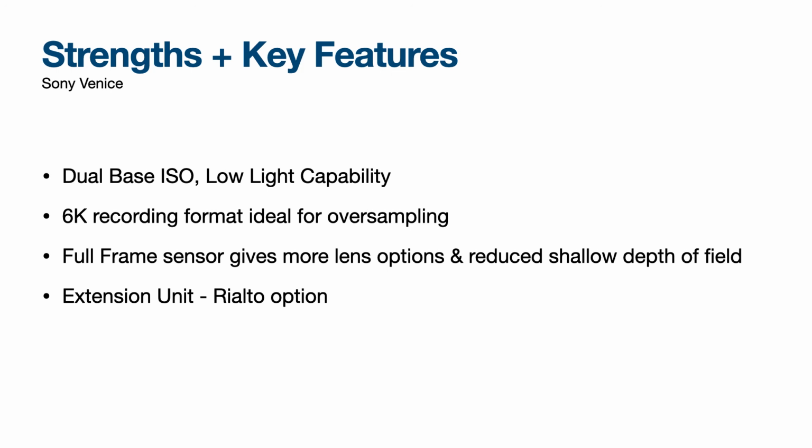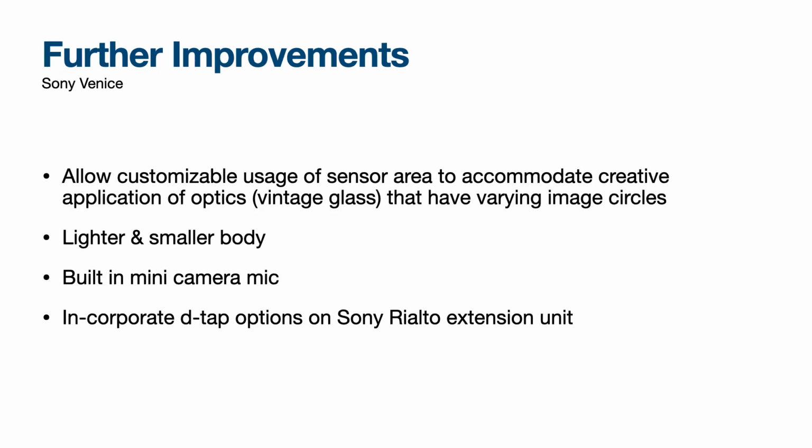The 6K recording format was also very ideal for oversampling, and in both the projects that I presented, we did not have any case of aliasing or moire. Also, the large format is an exciting platform. New full-frame lenses and vintage glass that are being converted to cinema housing today actually give us more options for a choice of lenses. The Rialto extension unit also puts a powerful camera into a small form factor, and I found this really useful in situations where spaces were tight.